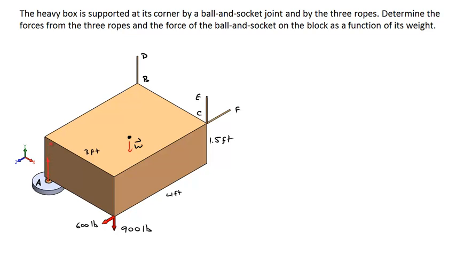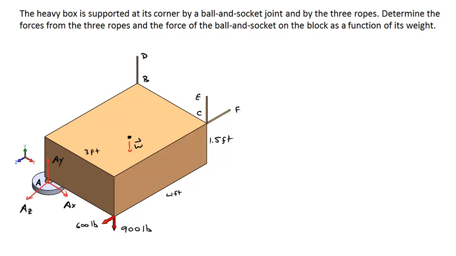So the ball and socket joint can apply a force upward in the y direction, it can apply a force in the x direction, and it can apply a force in the z direction. But because the ball and socket joint is frictionless, it can't produce a moment in any of those directions. We'll label the components of the ball and socket joint AX, AY, and AZ.